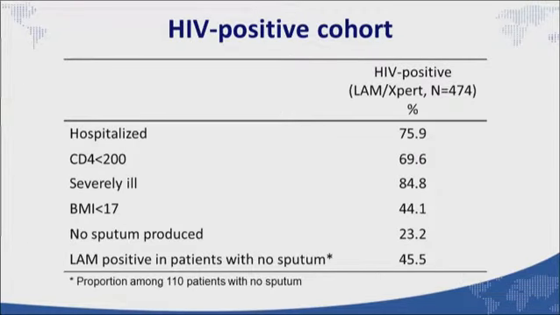So now if we focus on the characteristics of the HIV positive cohort, you can see that 76% were hospitalized, 70% had CD4 less than 200, 85% were severely ill, and 44% had a BMI less than 17. Now, one thing that is interesting is that a quarter of the patients were not able to produce sputum. This is because they were severe patients, and so we couldn't perform culture in these patients, but we performed the LAM test, and 45% of them were positive.